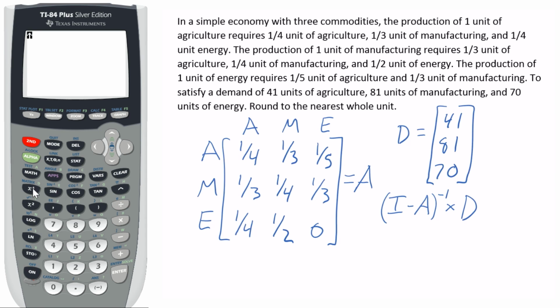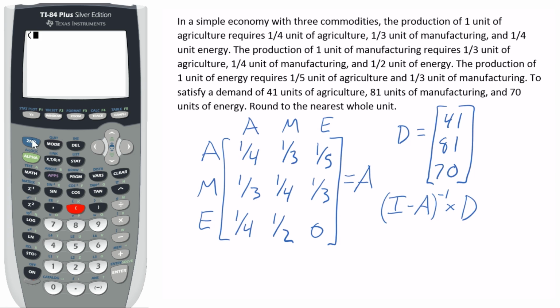I've already got matrix A and matrix D in our calculator. When you type these in, you'll type them in as fractions, and the calculator will convert them to decimals. So that's matrix A and then matrix D, 41, 81, and 70. I like to use matrix A and D as the letters, since those correspond to those in the formula. Alright, I is our identity matrix, and we can get that from our calculator as well.